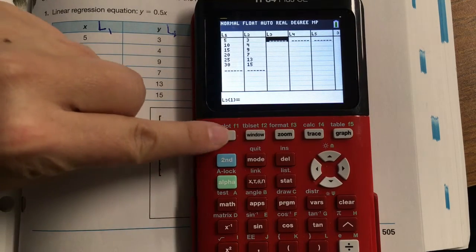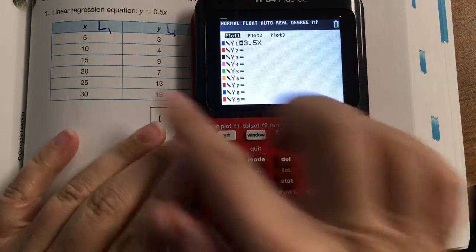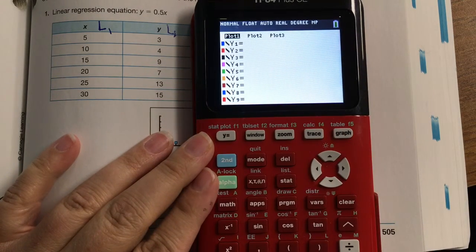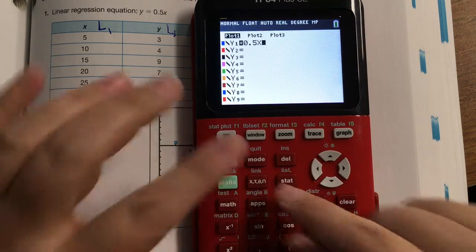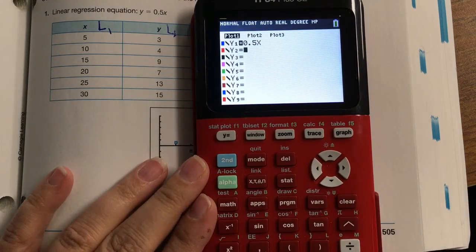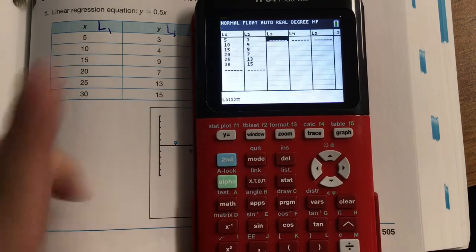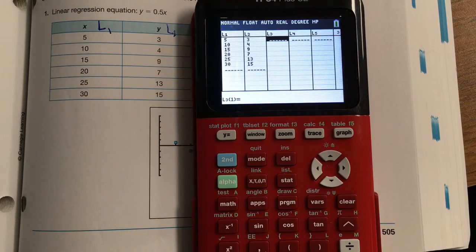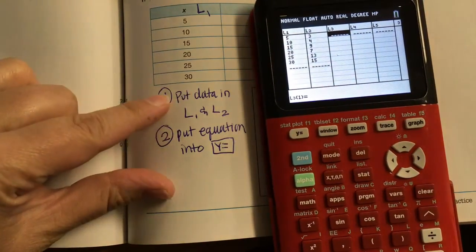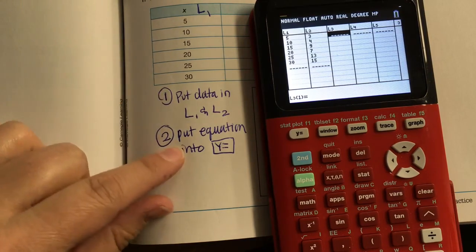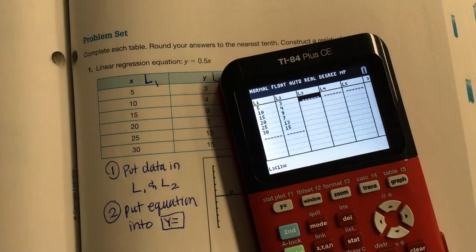So first you put them in. Then we're going to go to y equals. And you're going to type in the equation. So our equation right here was 0.5x. Remember, x is that button right there. So we went into stat, edit. So the steps were, put the numbers in. In fact, I'm going to write the steps down really fast. So those are the two steps that we've done. We put data in L1 and L2, and then we put the equation that they gave you into y equals.